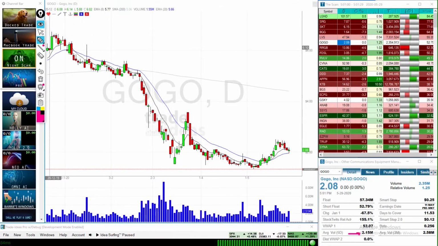So GoGo is this awful, awful company that charges you about $500 for internet for a 30-minute flight. But again, we don't care about the fundamentals. But you can see that if you were involved in this falling wedge that happened here right at support, you would have gotten a nice bounce.